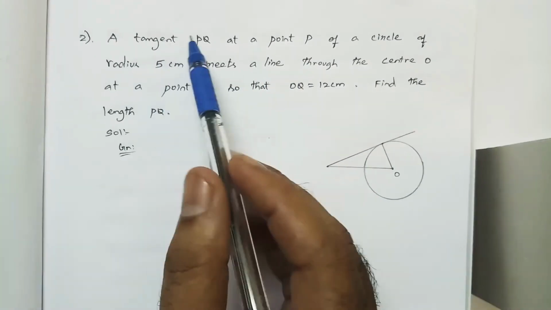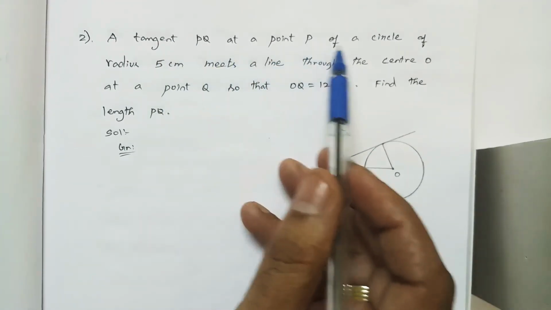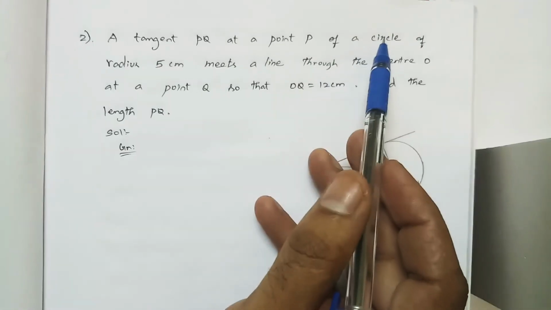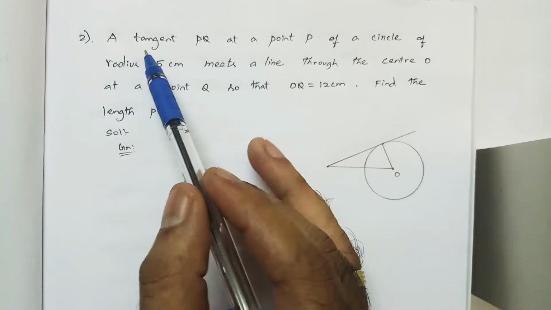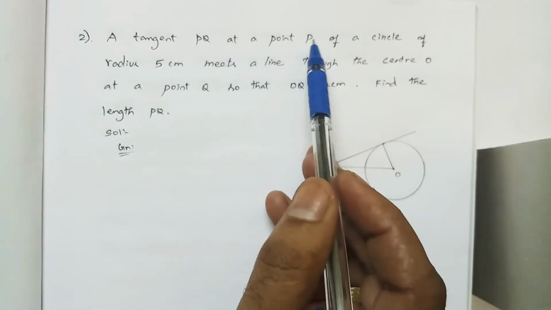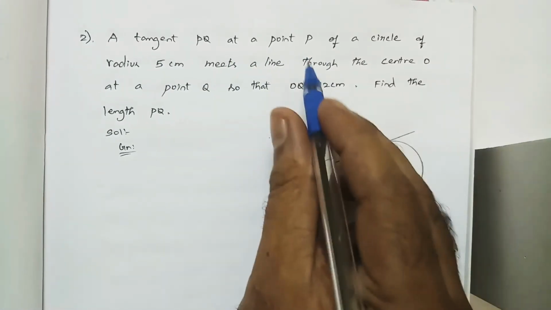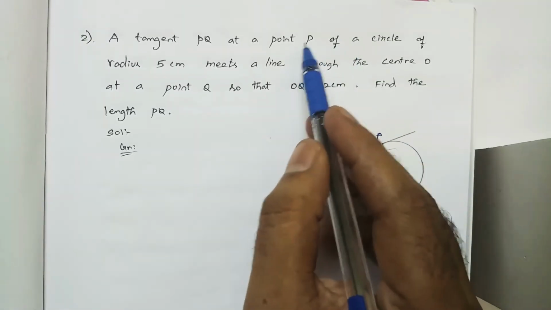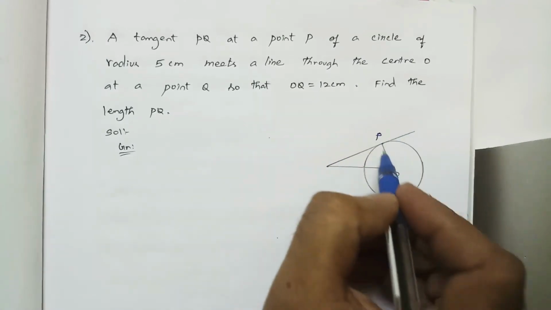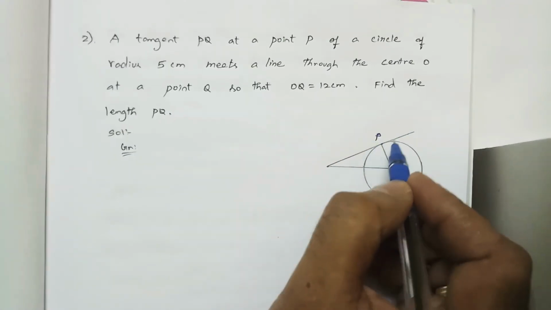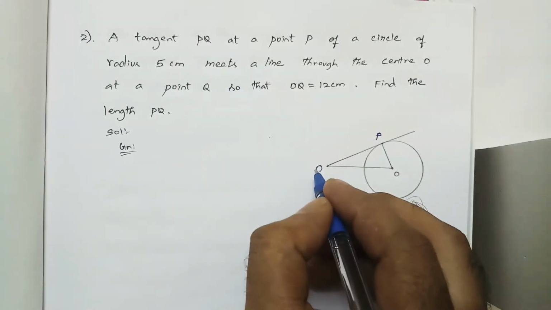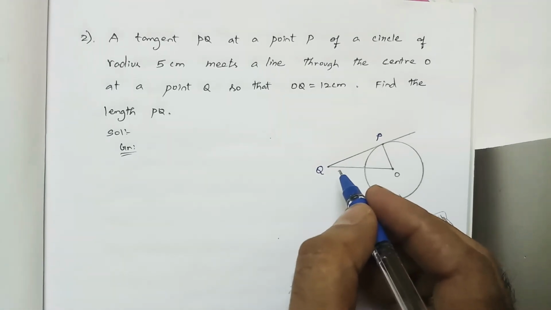See, a tangent PQ at a point P of a circle. So P is the point of contact for the circle and the tangent. A tangent PQ at a point P of a circle. That means here P is the point of contact, for the tangent and the circle, line and the circle. So Q is the external point.